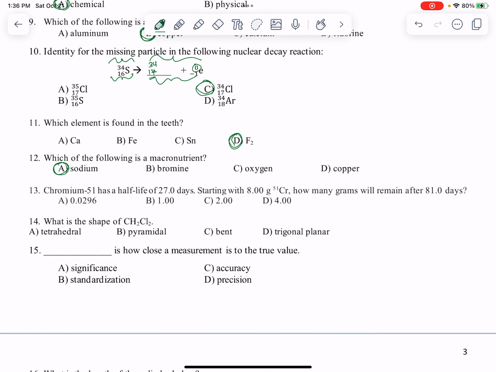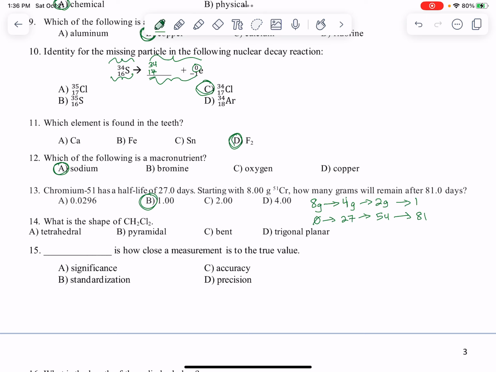Chromium 51 has a half-life of 27 days. You start with 8 grams. How many grams will remain after 81 days? What the half-life means is I'll have 4 grams in 27 days, and then in another 27 days, which is 54 days, I'll have half of that, or 2 grams, and in another 27 days, which gets me to the 81 days, I'll have 1 gram.